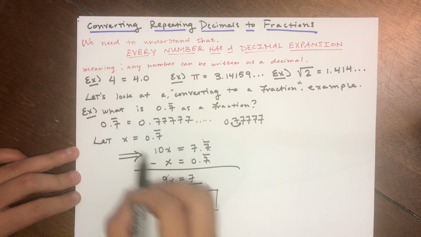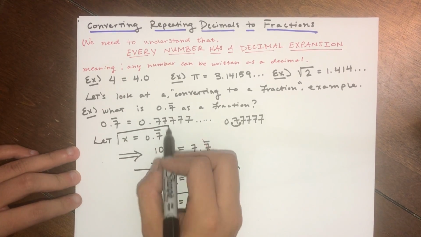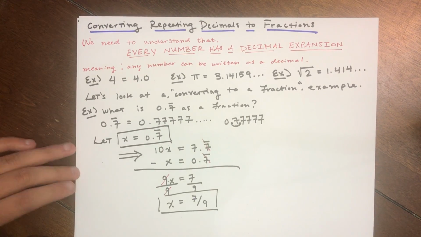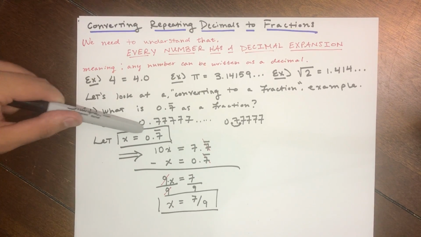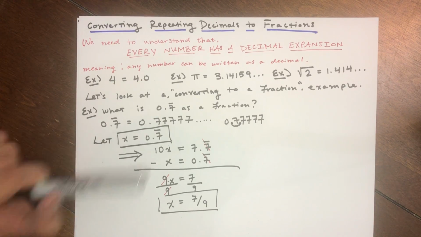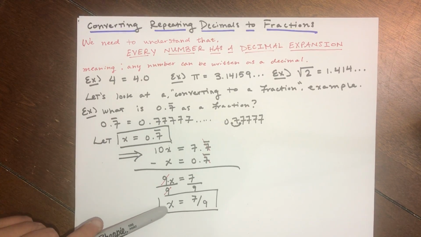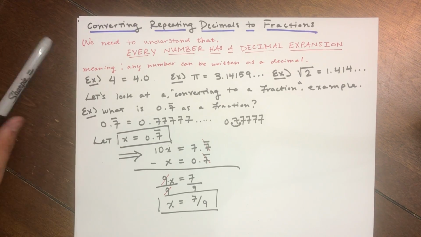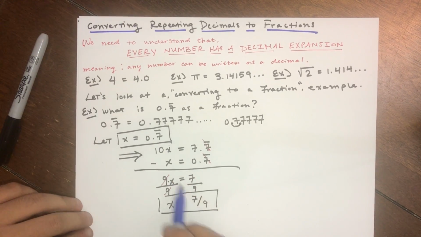Now please note the commonality between x equals 7 over 9 and x equals 0.7 repeating. This says x equals 0.7 repeating. But if x equals 0.7 repeating and what we just did yielded x equals 7 over 9, then that means 0.7 repeating is 7 over 9.